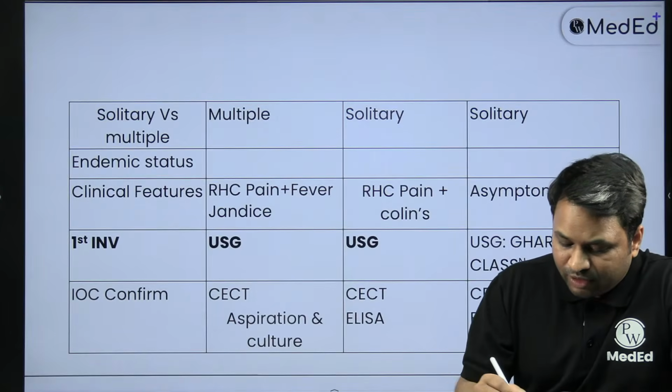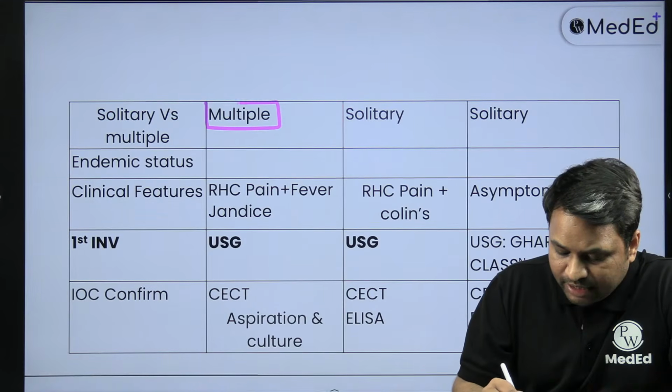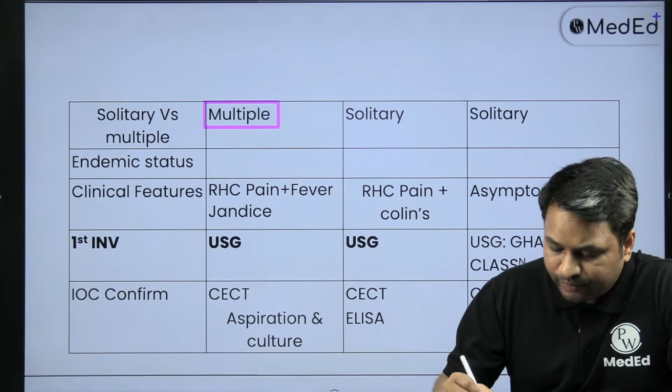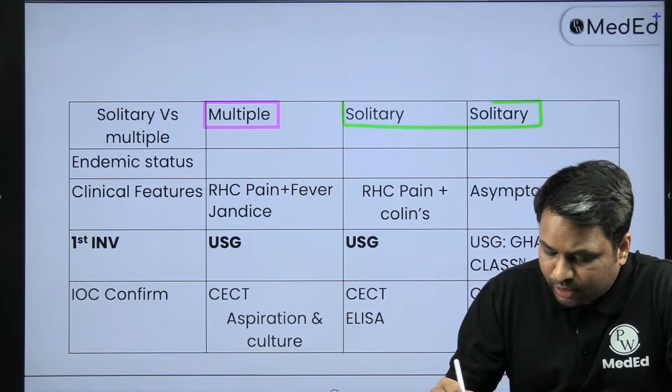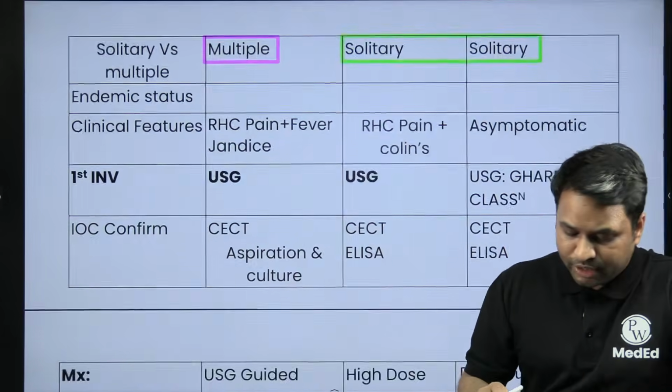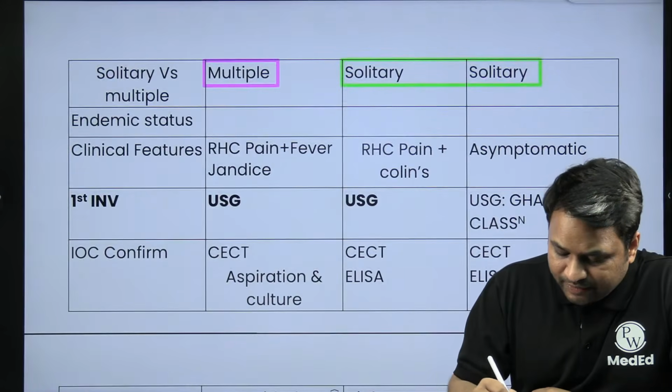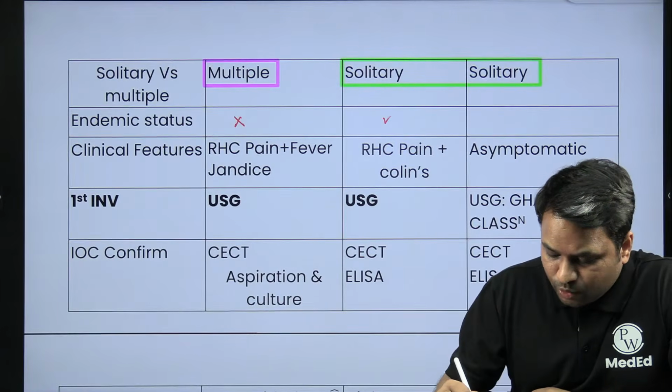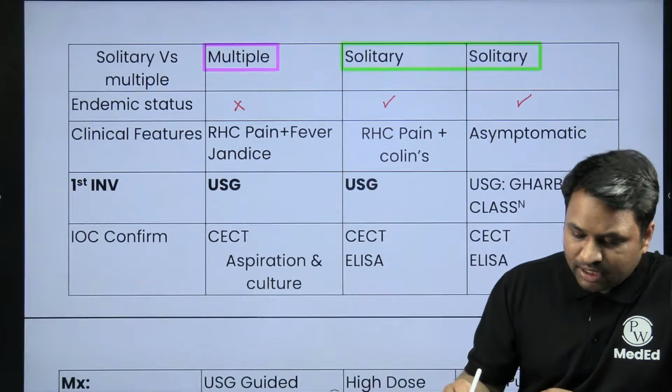Bacteria, whenever they proliferate, will have multiple abscesses. The other two are going to be solitary lesions. Bacteria can never be endemic. The parasites usually have the endemic status.